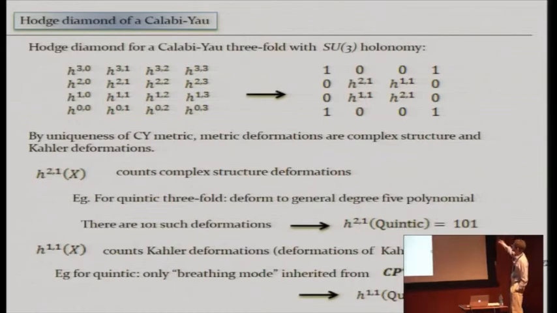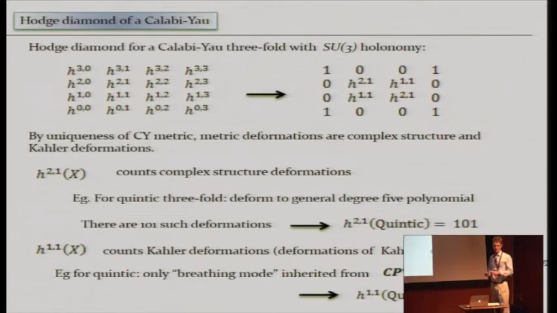So there are only 2 degrees of freedom for a Calabi-Yau in the Hodge diamond, and they have a nice interpretation. So first of all, recall that by uniqueness of the Calabi-Yau metric, there's a unique Calabi-Yau metric if I fix the complex structure and if I fix the Kähler class. So that means now that the moduli of the metric are given by deforming the Kähler class and by deforming the complex structure. Okay? So now it turns out that h^{2,1} counts these complex structure deformations, and h^{1,1} counts the Kähler deformations.